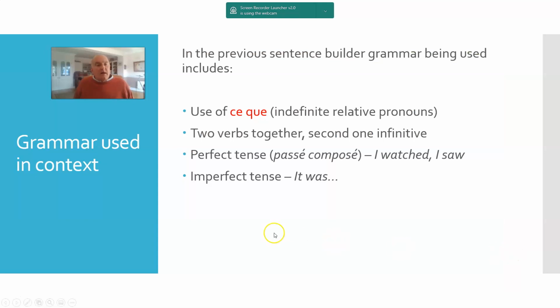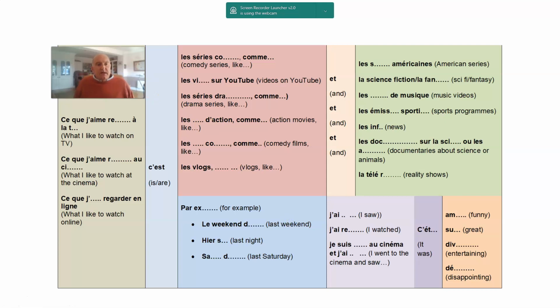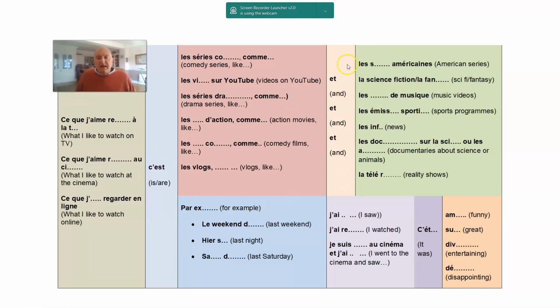In that particular sentence builder, we had the use of ce que, which is a fairly complex use of an indefinite relative pronoun, ce que. We've got two verbs together, I like to watch. We've got the use of the passé composé, the perfect tense, I watched, I saw, and we've even got an imperfect tense in there, it was, c'était. So that's the grammar that's built in to that lexis, to those chunks. So once we've worked on it for a while, you can then have a scaffolded version with disappearing text like this, and then students, perhaps in pairs, have to try and recreate the original sentence builder.